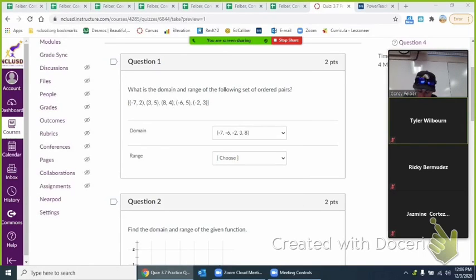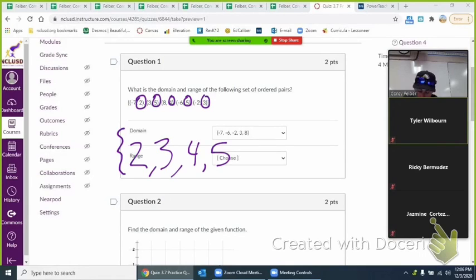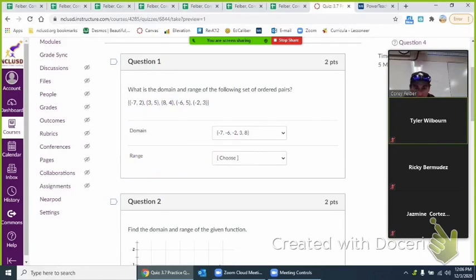For the range, the range is the same thing, but you just list all the y's. So it should be this one, this one, this one, this one, this one. Now notice here how there's 2 5s. We're only going to have to put the 5 once. So we got a 2, we got a 3, we got a 4, and we got a 5. Well, we got 2 5s, but remember, if we're listing numbers, you don't have to list the same number twice. That kind of wouldn't make sense. So the range for this one should be 2, 3, 4, 5.